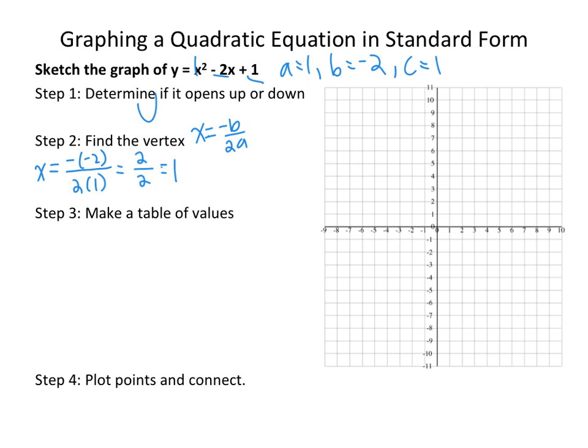In order to find the y value, I'm just going to plug this into the original equation. Since y is equal to x squared minus 2x plus 1, my y is going to be equal to 1 squared minus 2 times 1 plus 1. 1 squared is just 1, so we have 1. 2 times 1 is 2, so minus 2. 1 minus 2 plus 1, working from left to right: 1 minus 2 is negative 1, plus 1 is 0. So my vertex is (1, 0).